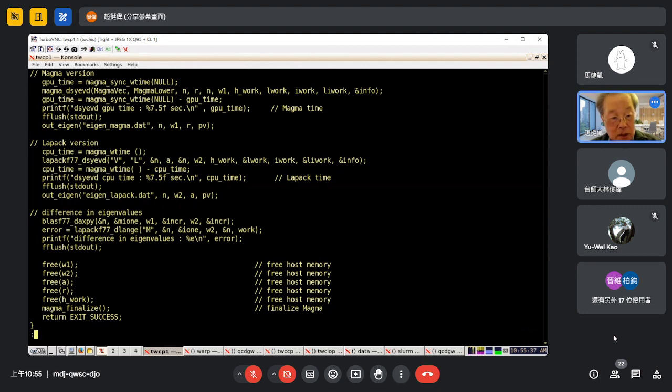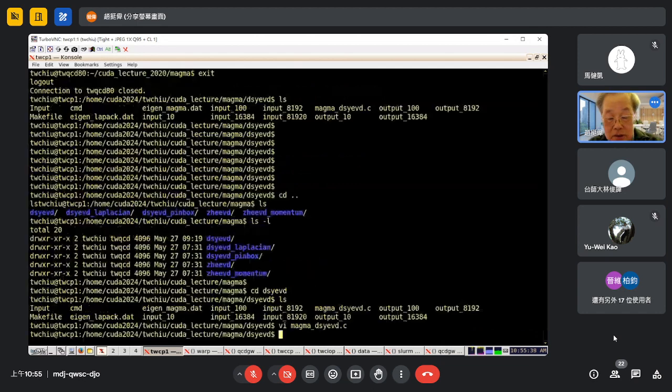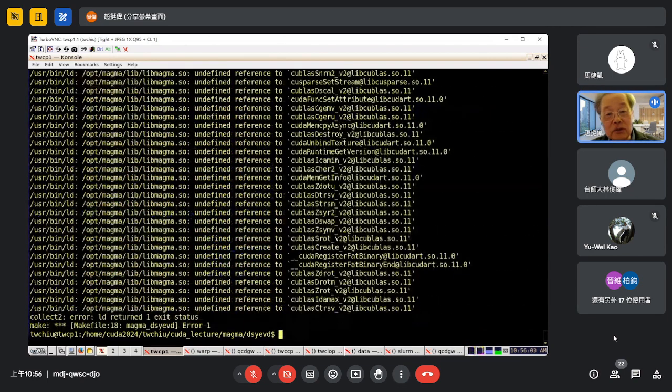So this is the sample code. But I cannot run the code yet, because I think the package has not been completely installed, since it takes some time to build a library. Let me try whether it works. You see, I could not compile it, because the library has not been built yet.